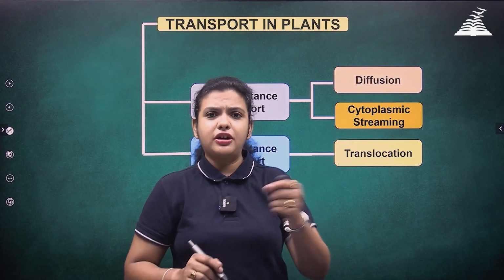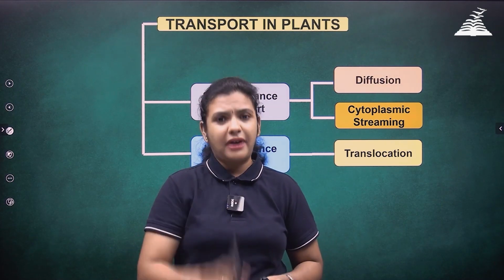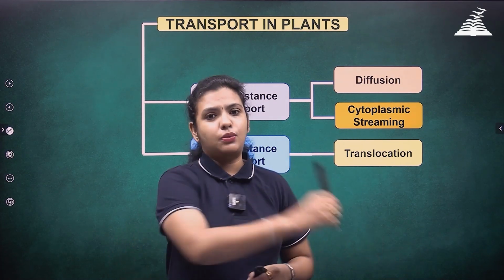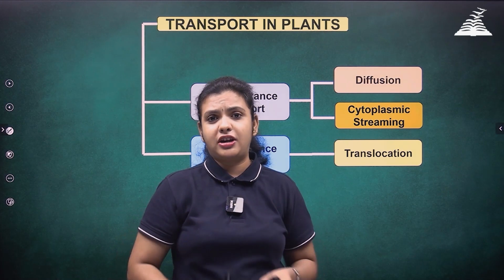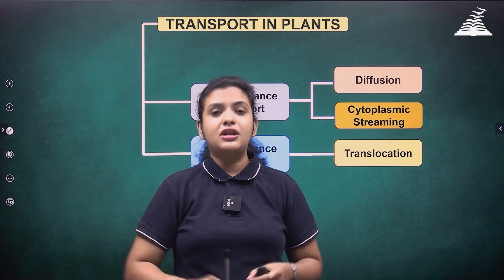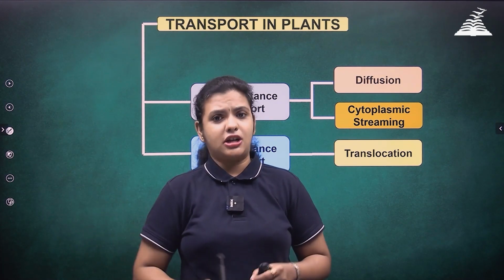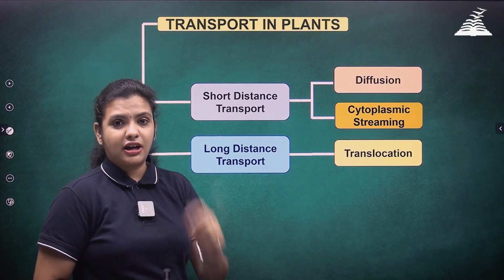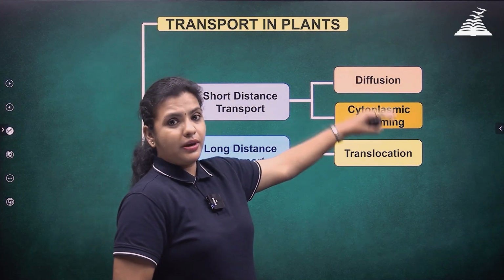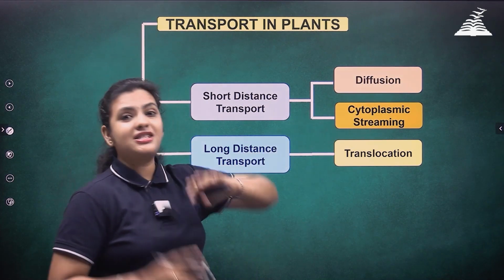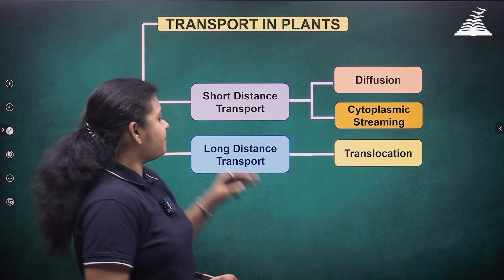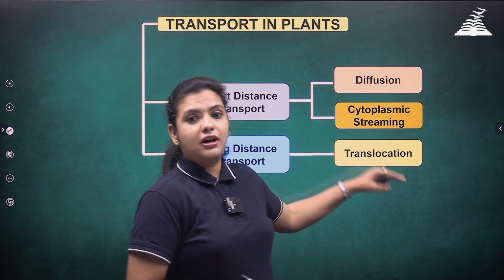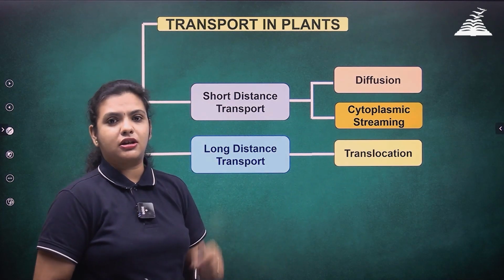Then I will hand over this pen to him, right? So there are two different ways by which I give the pen to my friend. If my friend is just next to me, it's a very simple transport. If my friend is there in her house, then it's going to be a long distance transport, right? So similarly, when we see short distance transport in a plant, you have two different ways. One is diffusion and the other one is cytoplasmic streaming. And when we say long distance transport, we will call the word translocation, right?